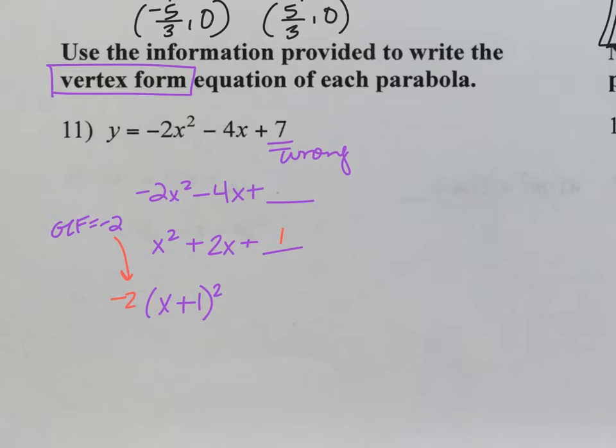My GCF goes in 2 places, negative 2, and at the end. So that's going to give me negative 2 here. And then I have to fix the wrong number. That's the last thing I have to do. And to fix that, I could add 9. So I'm going to add 9 to my final answer. So my answer is y equals negative 2, parentheses, x plus 1 squared, plus 9.